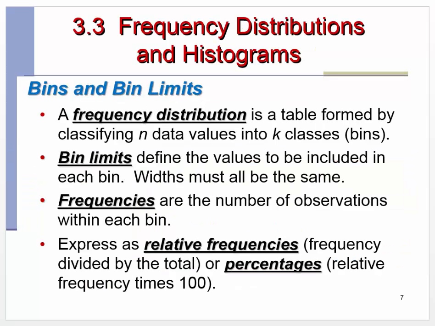And let's talk about histograms or frequency distributions. A frequency distribution is a table formed by classifying n data values into k classes, or we call each class a bin, so into k bins. The bin or class is one peak or one column in the histogram. The bin limits define the values to be included in each bin. The widths must all be the same, so we have equally wide bins across the data range.